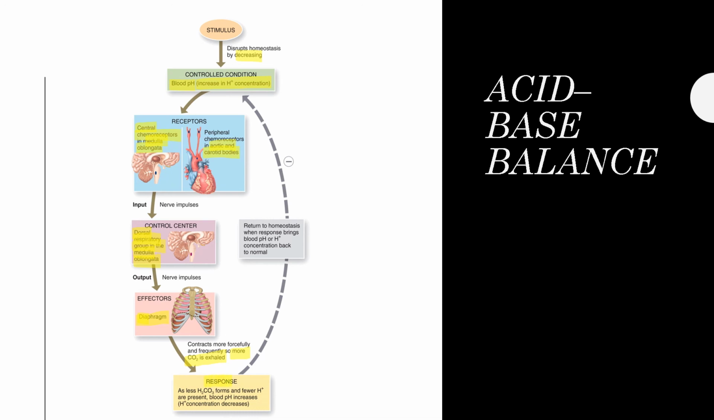So here we have this response. This kind of just summarizes that equation that we saw on the last slide, that as less carbonic acid forms, we have fewer hydrogen ions present, and then the blood pH is going to increase, or hydrogen ion concentration decreases. It's going to become less acidic, and because of this, we're going to return to homeostasis. So that is kind of our real-world example of how forcefully exhaling more carbon dioxide is going to make our blood less acidic.